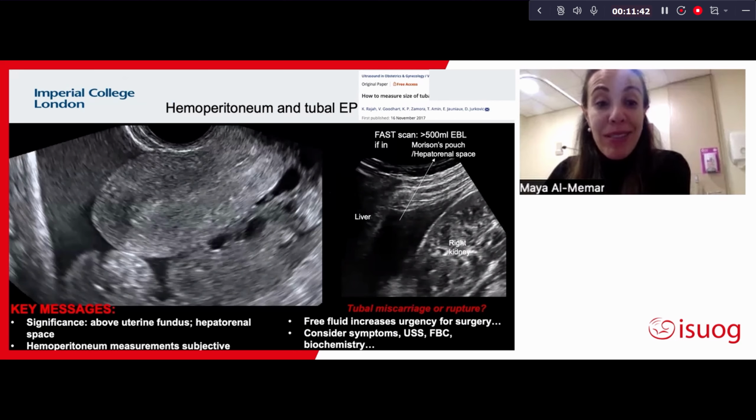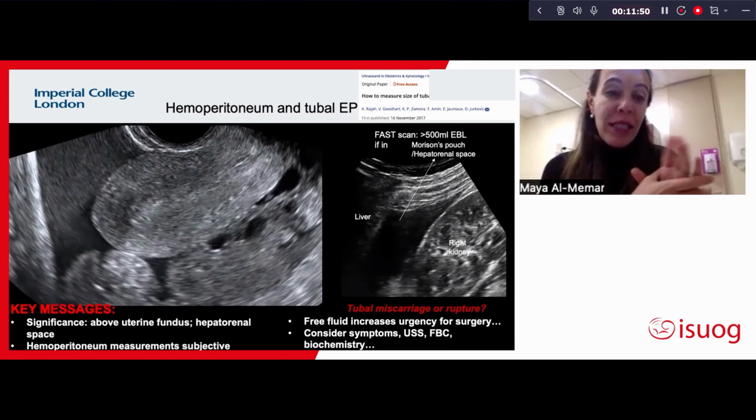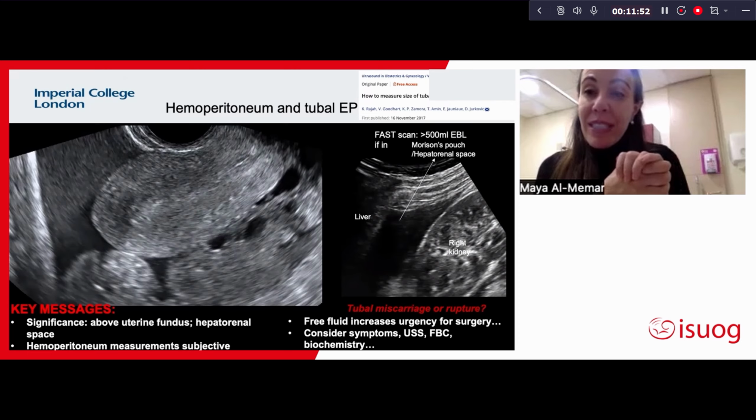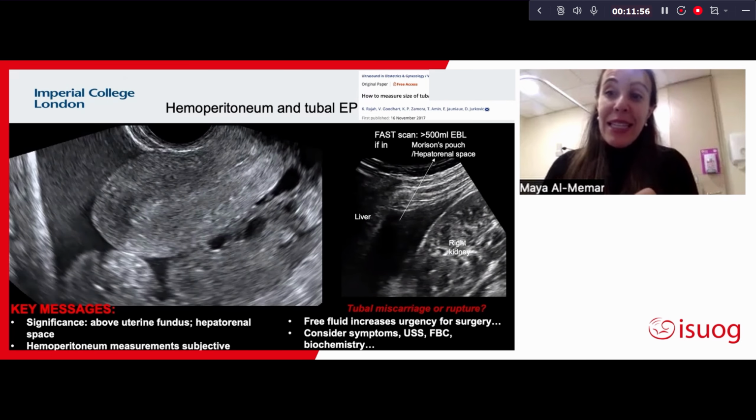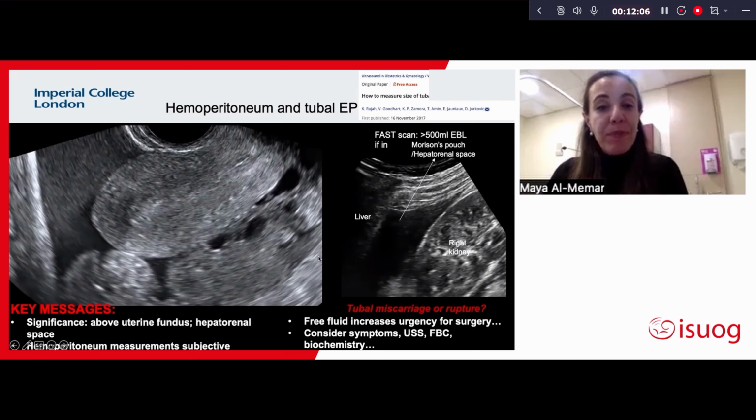What about hemiperitoneum? Well, often one might see a little bit of blood in the pouch of Douglas. However, if you see hemiperitoneum or blood above the uterine fundus, then this is clearly a significant amount of blood. You may see this in the hepatorenal space or Morrison's pouch on transabdominal imaging, and if you see this, you can anticipate that there is greater than 500 mils of blood in the abdomen.